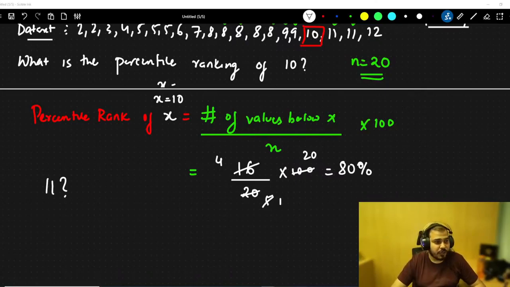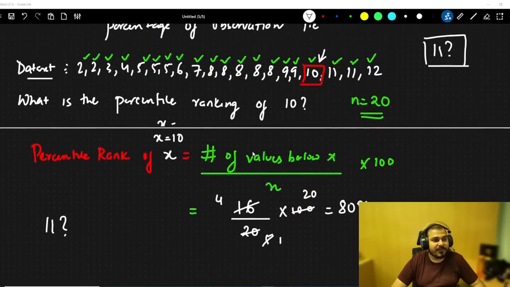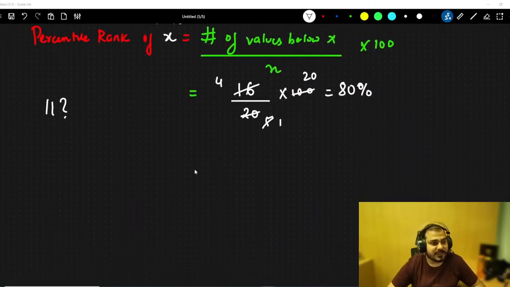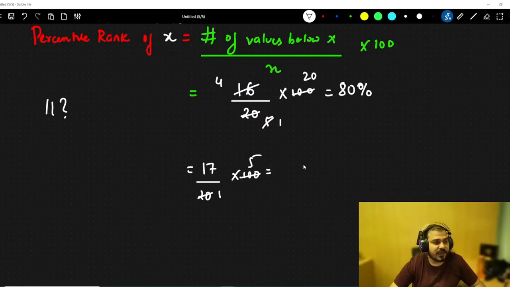85? Are you sure? So, how many elements are present below 11? I'll say 17 divided by 20 multiplied by 100. So the answer is 85%.